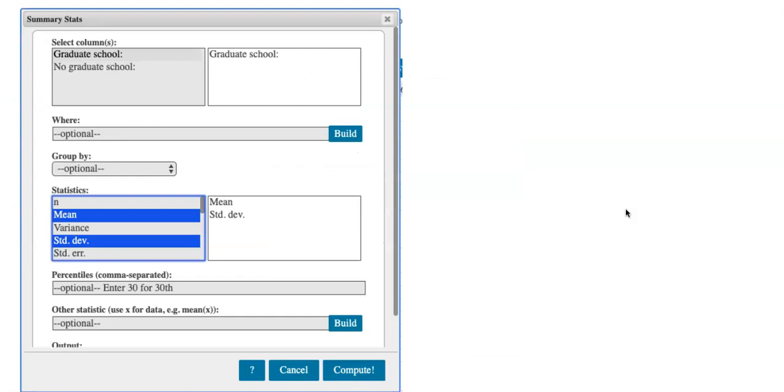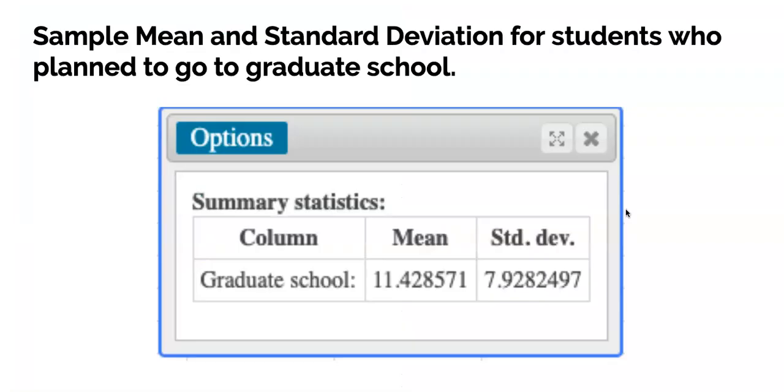What we can do is select graduate school to be our column, and then click on mean and standard deviation. Now I'm asking you to try to find them because I know we're going to use StatCrunch to do the margin of error and the standard error, but if you are doing this by hand, the mean and the sample standard deviation are what you need to calculate standard error. So I just wanted to review how you find them. So ta-da, if you click on compute, you will get that the mean is 11.43 hours and the standard deviation is approximately 8 hours.